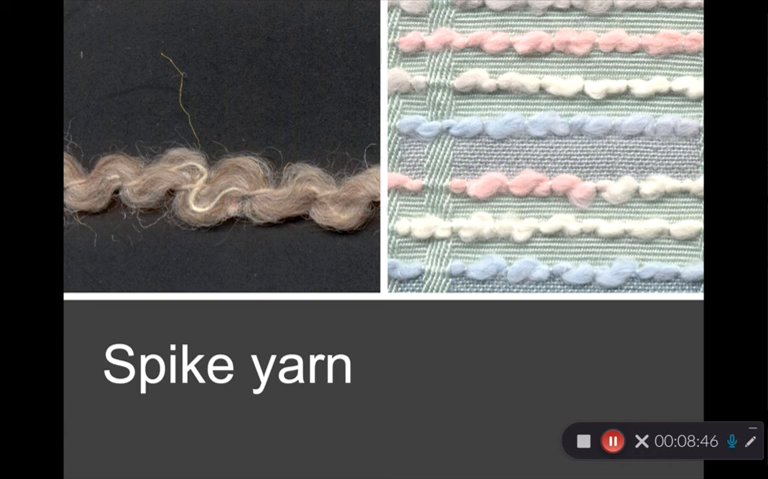A spike yarn is like a ratiné, but there's a thicker effect ply. And so it almost has this frosting look across the surface of it, like it's a piece of cake. You'll see this often in more upholstery or bedspread type of fabrics.